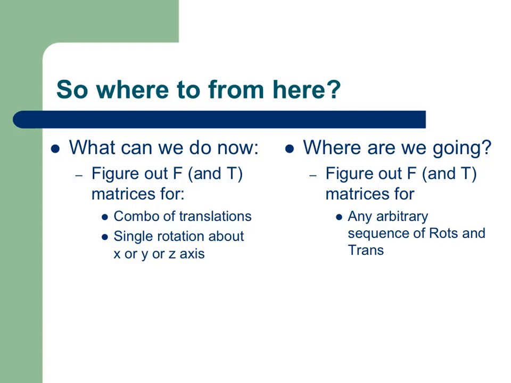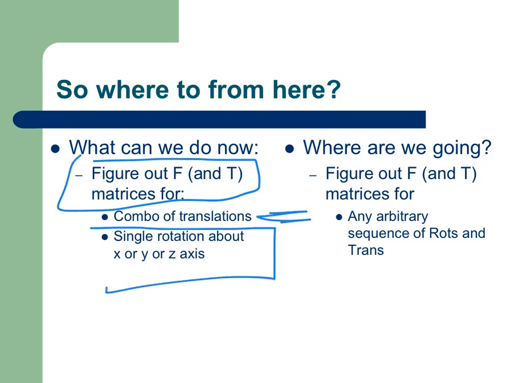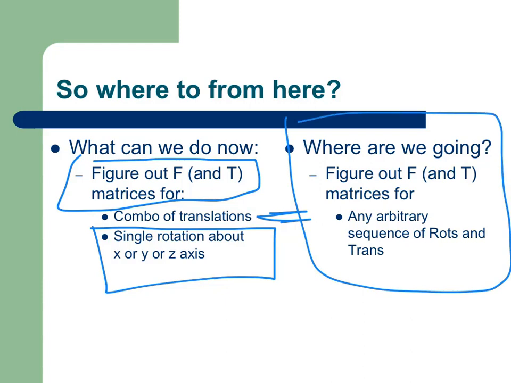So just to recap, at this point we are pretty good at figuring out the F and T matrices for any combination of translations or a single rotation about the X or Y or Z axis. And what do we want to do? Well, we want to figure out the frame transform, and therefore the homogeneous transform, that transforms a single fixed point between different coordinate frames, so we know what its location is in different coordinate frames for any arbitrary sequence of rotations and translations.